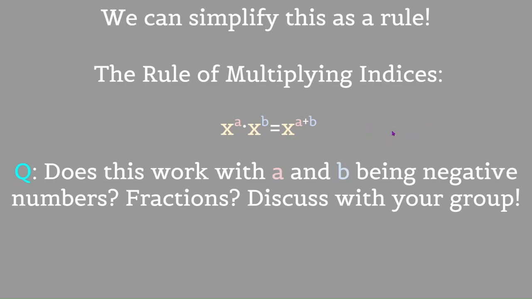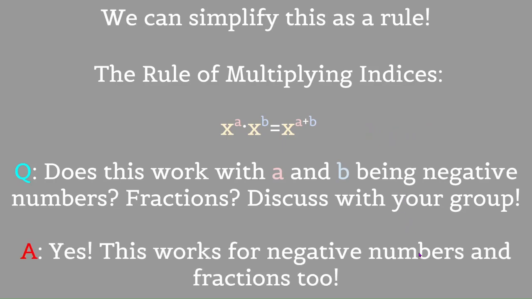So the answer is yes. This works for negative numbers and fractions too. Why would this work for negative numbers and fractions too? Well, we know what negative numbers mean, right? They're just 1 divided by our base, however many times our indice is. So that kind of makes sense that that would work as well.